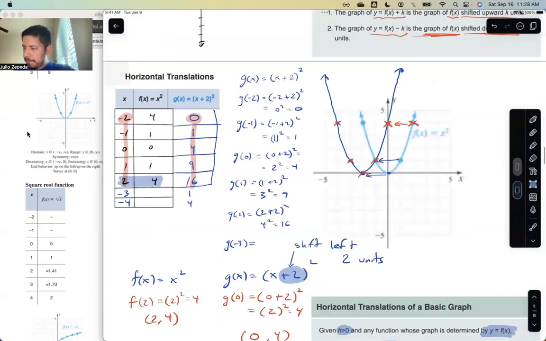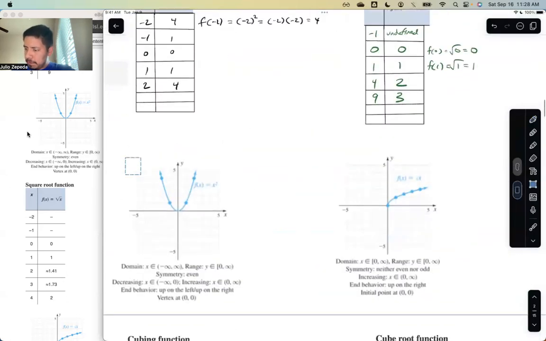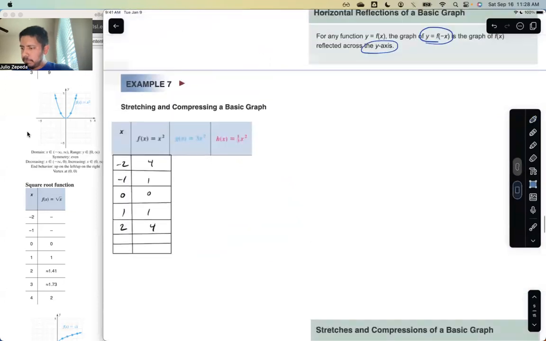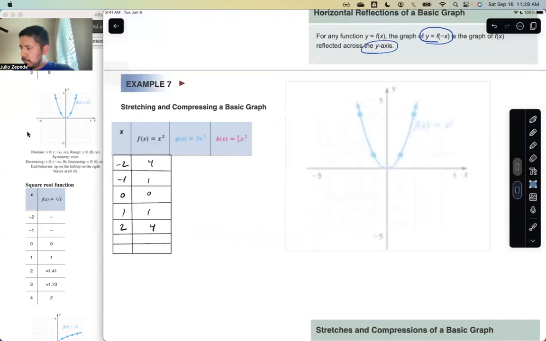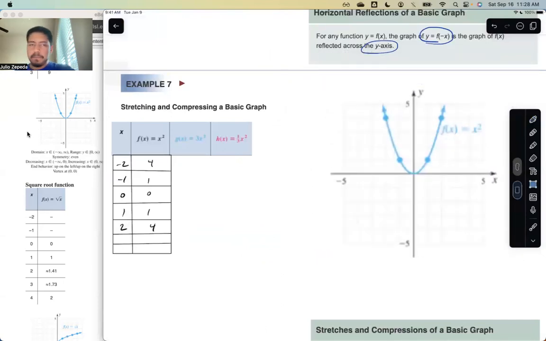I'll do that. And what would that do to our graph? I'm actually going to use, let's see, can I use 1/3? Yeah, I guess 1/3 will work. 3 and 1/3, sure. So let's graph this in green.